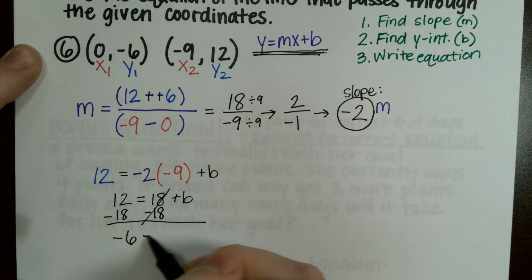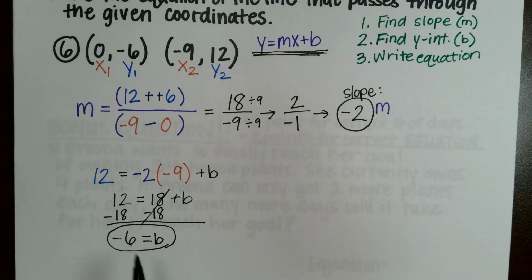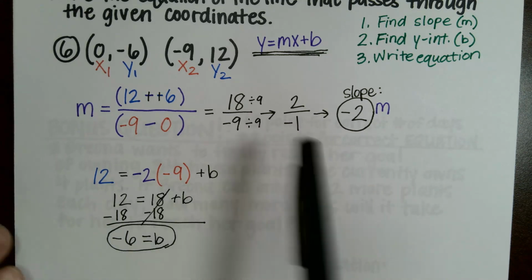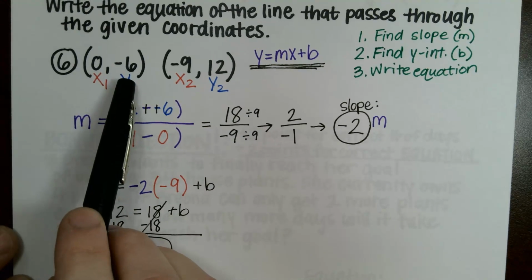-6 equals b. So we just found our y-intercept. Now before we write our equation, I'm going to point out... Erica, are you about to point it out too? Go ahead. Tell them what you noticed. If one of your coordinates gives you a 0 for x, that means that the y in that coordinate is going to be the y-intercept.